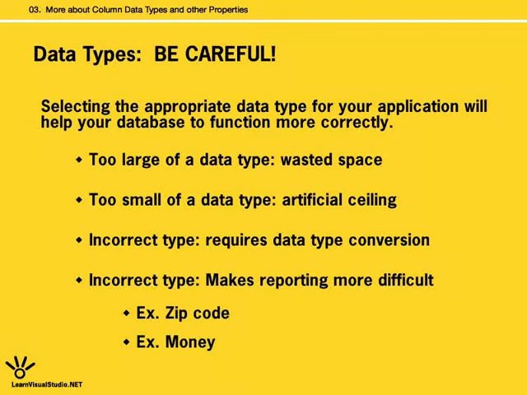So selecting the right type reduces the amount of data conversion that we need to do in and out of our data store. And then it also makes, as I've just kind of alluded to, reporting more difficult, especially in regards to some of the functions that we can perform on the data. Let me give you a couple of examples where you can see selecting the right and wrong data types can make a difference. Say, for example, zip code.